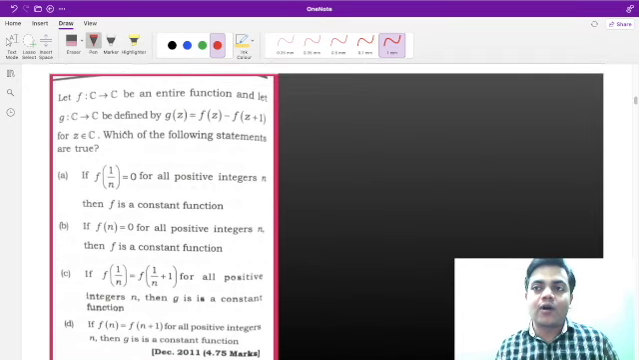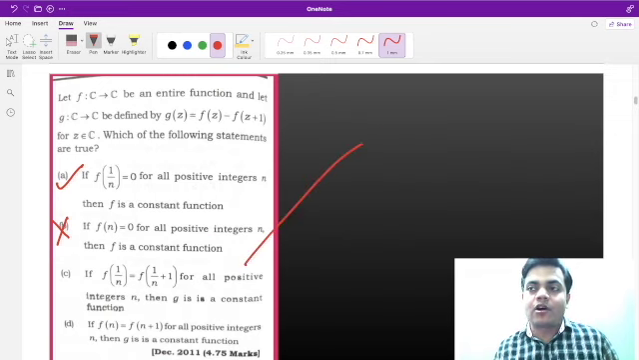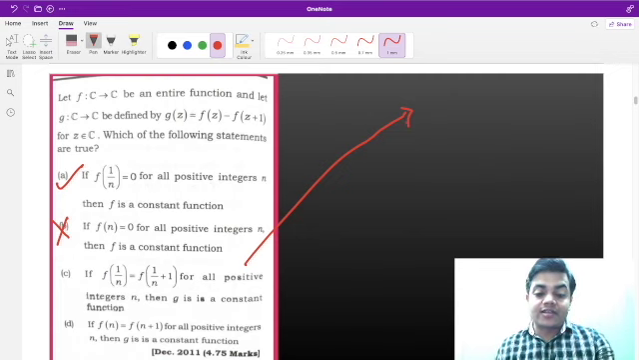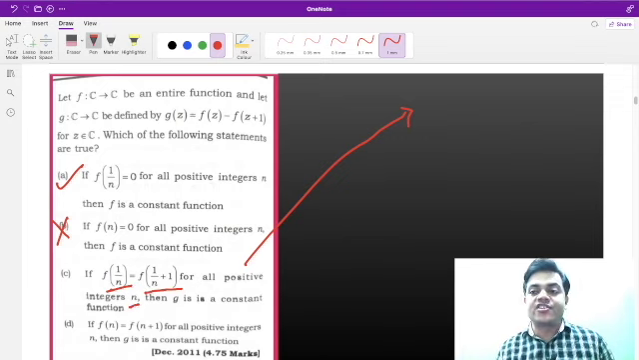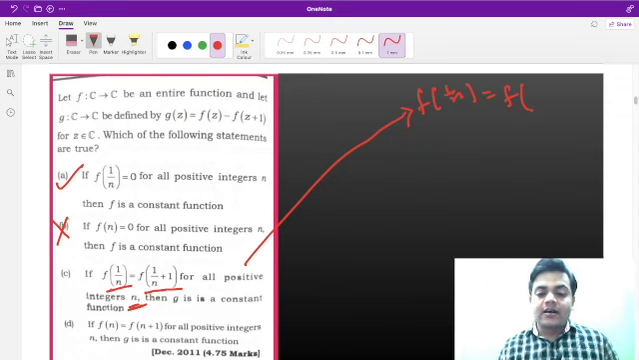Okay, up till now what the things are? A is right but B is wrong. Now let's come to option number C. In option number C, what are the things given? In this option it is given F of 1 by n is equal to F of 1 by n plus 1 for all positive integers n, then G is a constant function. So first of all, what is given? F of 1 by n is equal to F of what? 1 by n plus 1.